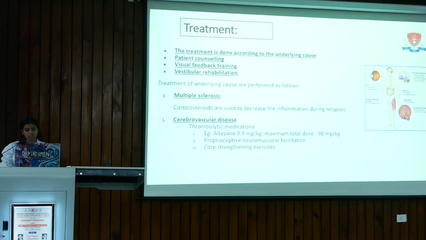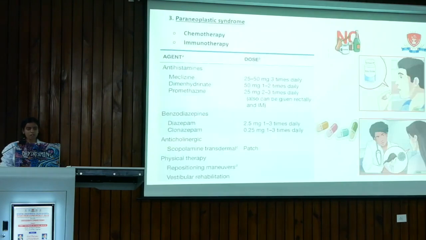The treatment of underlying causes can be performed as follows. In multiple sclerosis, corticosteroids are used to decrease the inflammation during relapses. In cerebrovascular diseases, thrombolytic medications like alteplase are given. Proprioceptive neuromuscular facilitation and core strengthening exercises are advised. In paraneoplastic syndromes, chemotherapy and immunotherapy are advised.